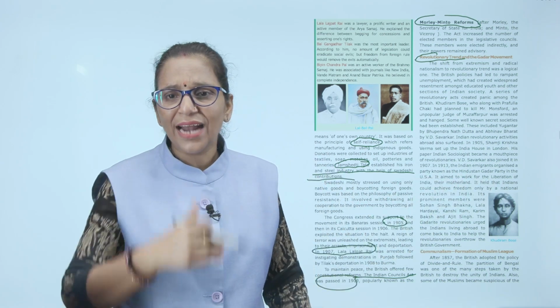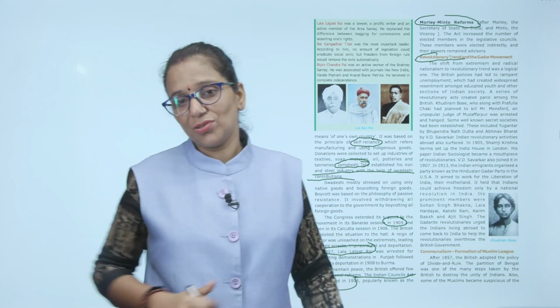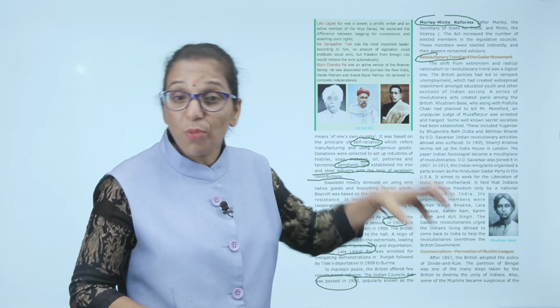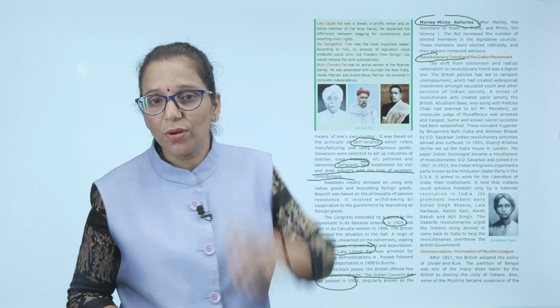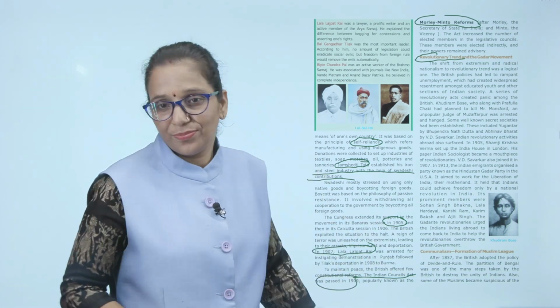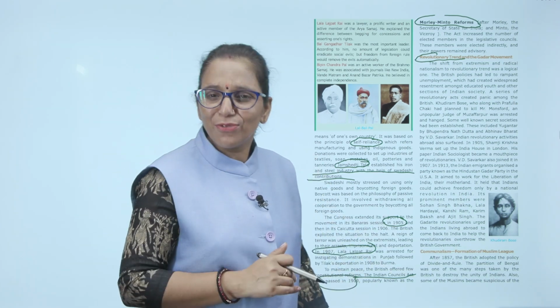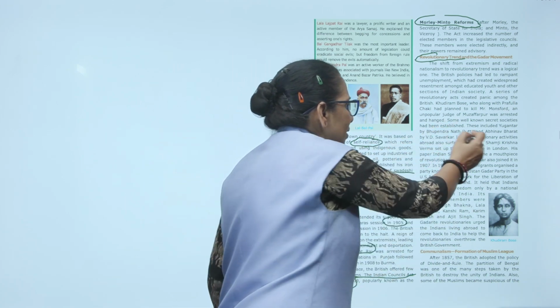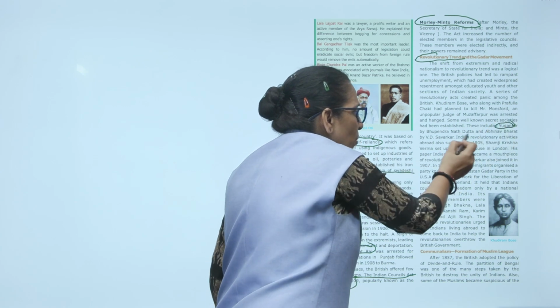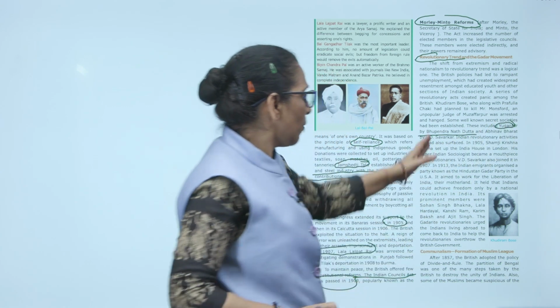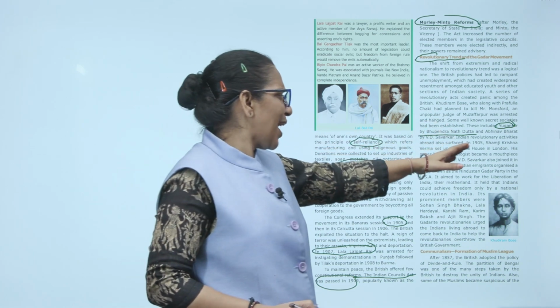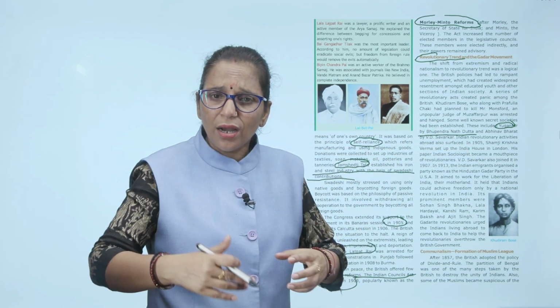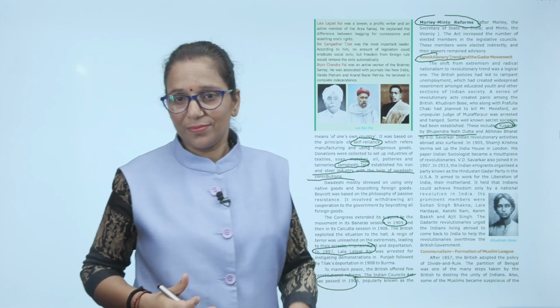A series of revolutionary acts created panic among the British. Khudiram Bose, who along with Prafulla Chaki planned to kill Mr. Kingsford, an unpopular judge of Muzaffarpur, was arrested and hanged. Some well-known secret societies were also established at that time. These secret societies were the Yugantar. Yugantar was made by Bhupendranath Datta, Abhinav Bharat by V.D. Savarkar. Indian revolutionary activities were not only in India, but abroad also.